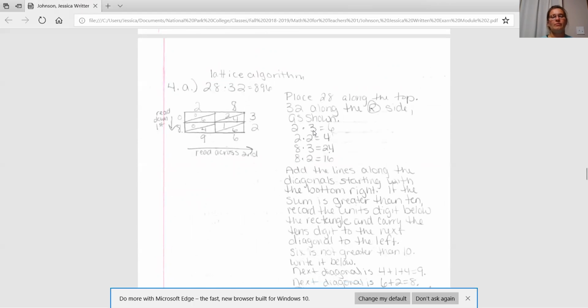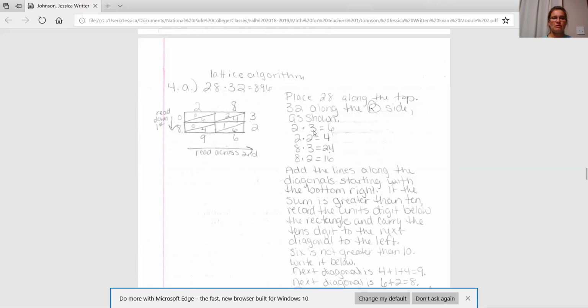Lattice algorithm. Loved doing these. These are so much fun. What you need to do is place 28 times 32. So you're going to put 28 at the top of your box, and you're going to draw diagonals in your box. And you're going to put 32 along the right side. You're going to take 2 times 3 equals 6. And you match up the column and the row. So you're going to do 0 at the top and 6 at the bottom of the diagonal.